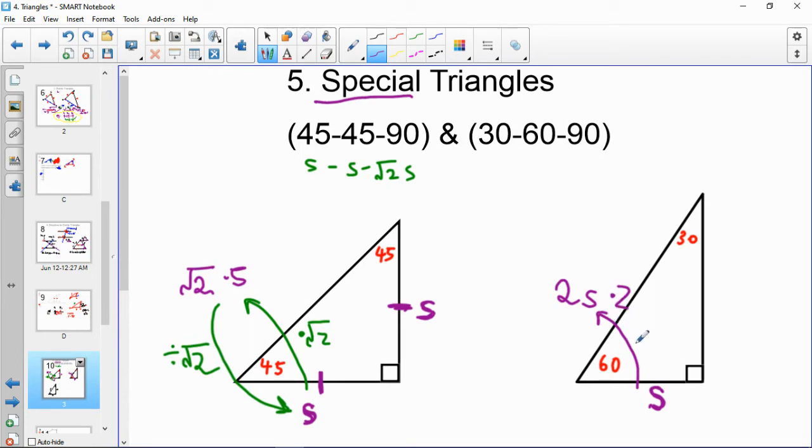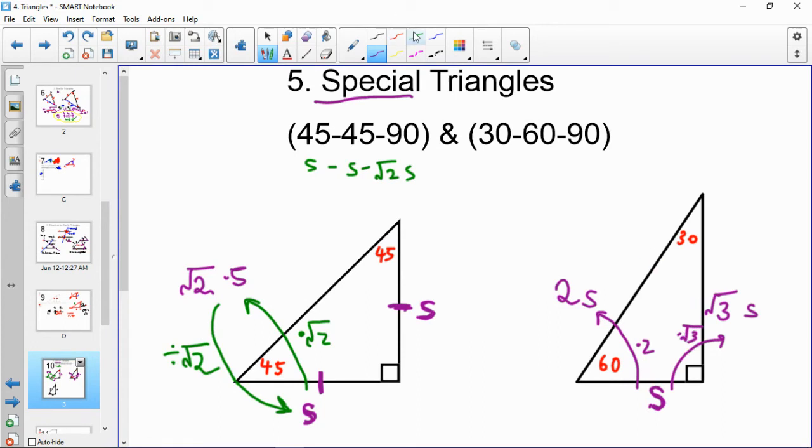Let me write it down here actually. And with that, the side opposite the 60 degree angle is just radical 3 S. So whatever S is, if I want to figure out the side length opposite the 60 degrees, I just multiply by radical 3.